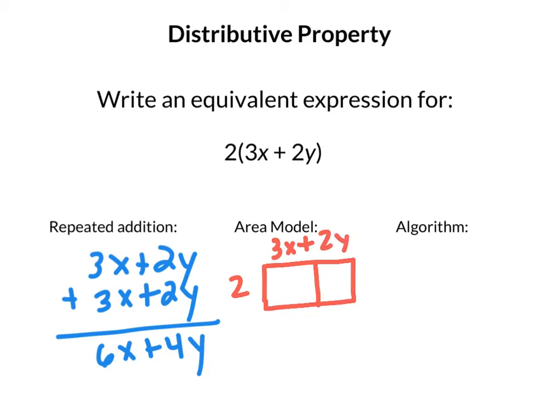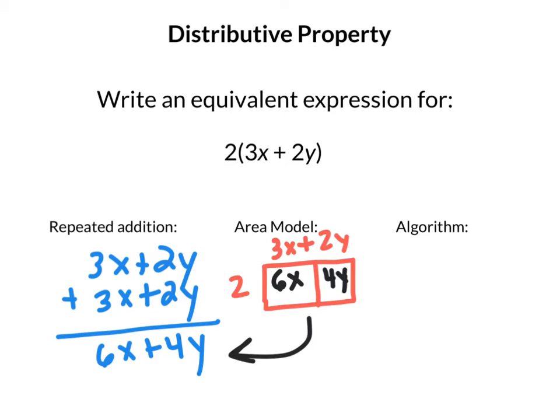And then I'm multiplying inside of that. So 2 times 3x is 6x, and 2 times 2y is 4y. And again, you see the equivalent expression that we have down here.